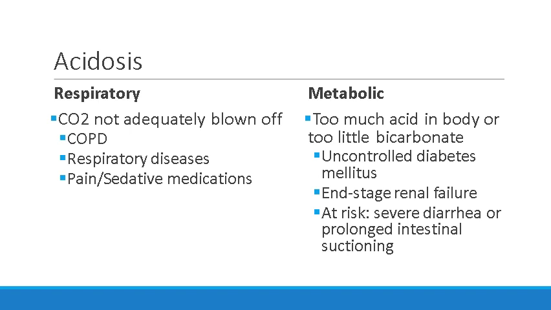Metabolic acidosis is too much acid in the body or too little bicarb. Remember, bicarb is going to buffer out when we have too much acid present. Individuals that are likely to develop metabolic acidosis are those with uncontrolled diabetes mellitus, end-stage renal failure, or individuals at risk because they have severe diarrhea or prolonged intestinal suctioning.